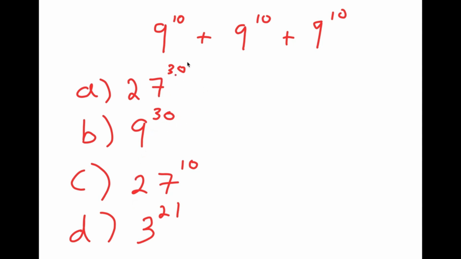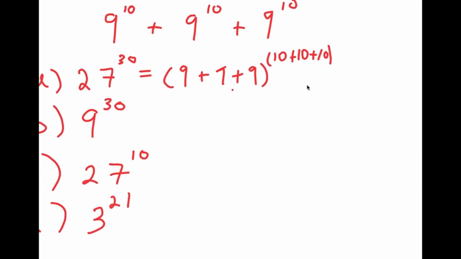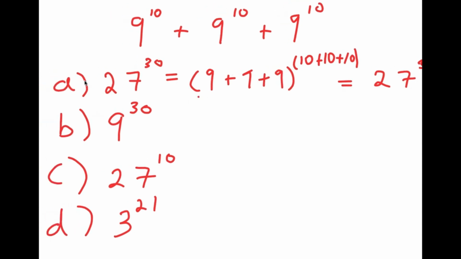So we first have A, 27 to the power of 30, and how this likely was resulted in was from adding all the bases and adding all the exponents. So we have 9 plus 9 plus 9 to the power of 10 plus 10 plus 10, which is equal to 27 to the power of 30. And this is actually wrong because this is not the proper way to add exponents.